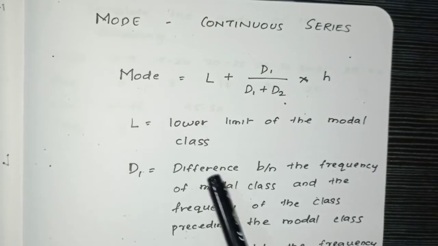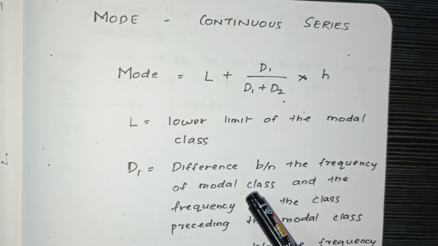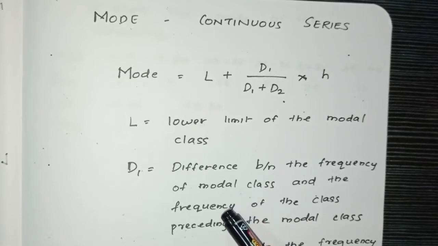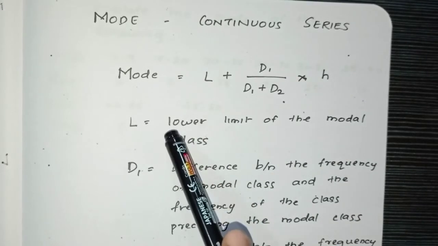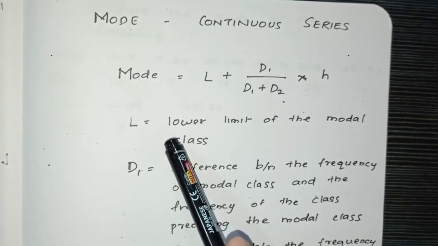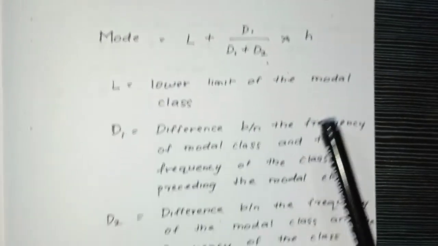So we have to identify modal class, and like in previous video I've covered what is mode. Mode is the value that is having the highest frequency or which is having a maximum number of repetition, that is mode. Okay, so that will be your modal class, and the lower limit value of that class will be your L. Now what is D1?